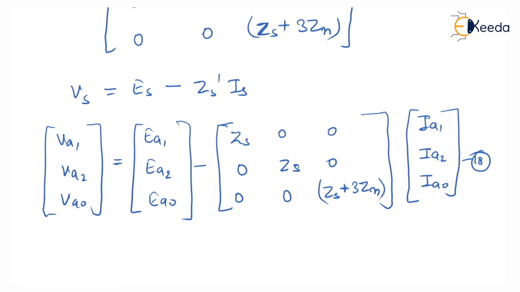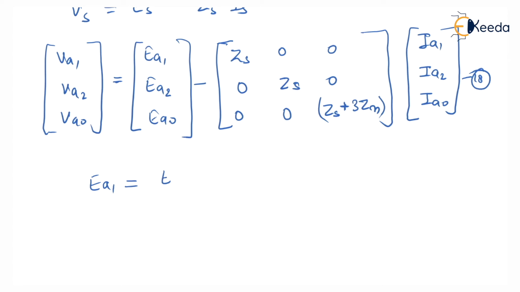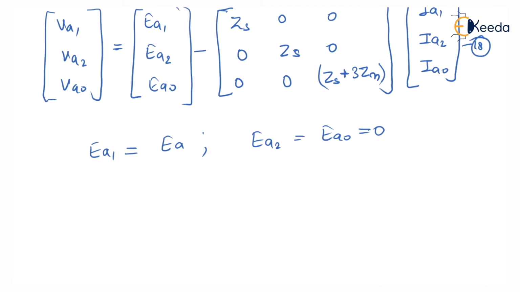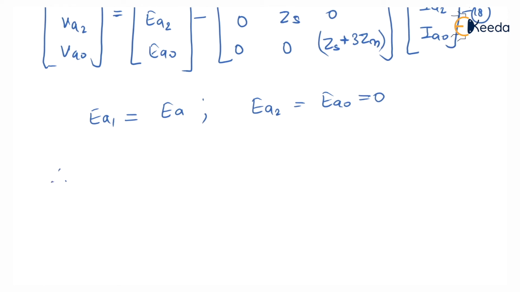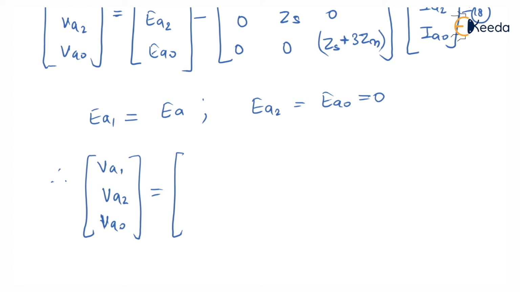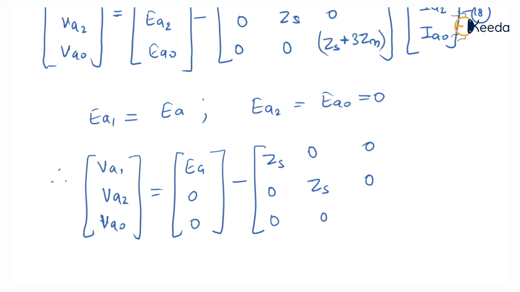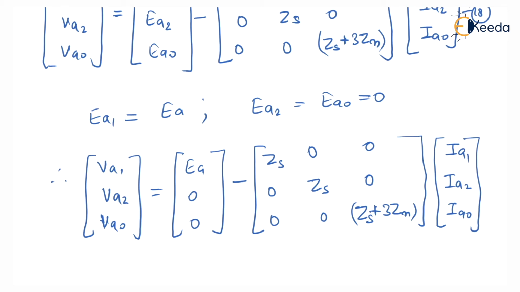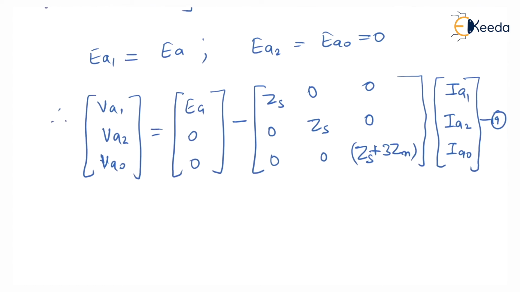Now note that Ea1 is equal to Ea, and Ea2 is equal to Ea0, which is equal to 0, because in a synchronous machine only positive sequence voltage is induced. Therefore Ea2 equals Ea0 equals 0. Therefore Va1, Va2, Va0 is equal to Ea, 0, 0 minus [Zs, 0, 0; 0, Zs, 0; 0, 0, Zs plus 3 Zn] into Ia1, Ia2, Ia0. This is equation number 19.